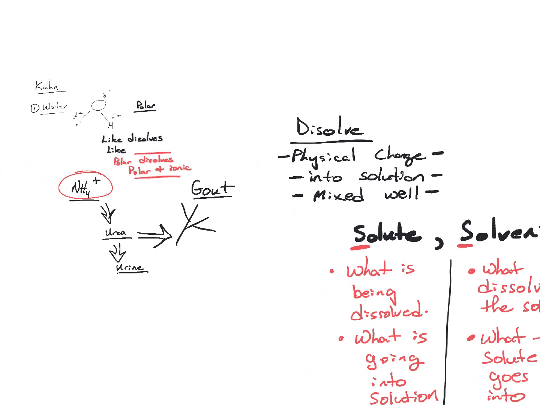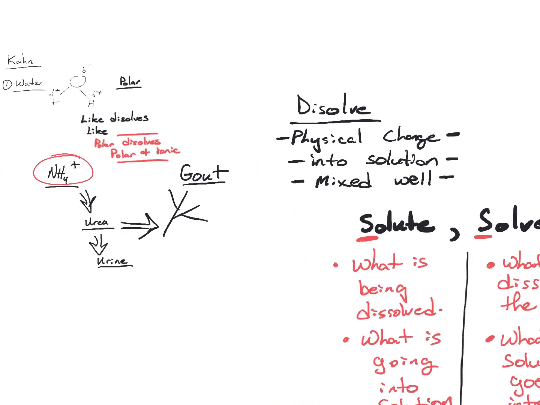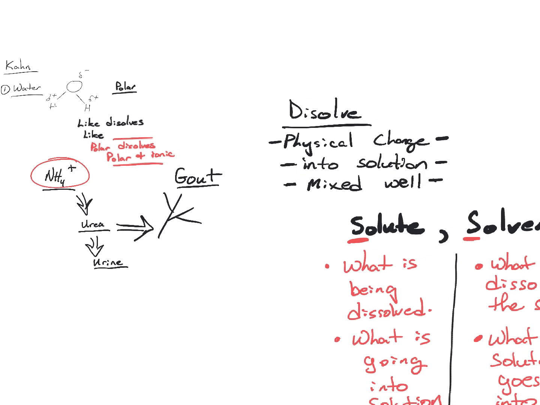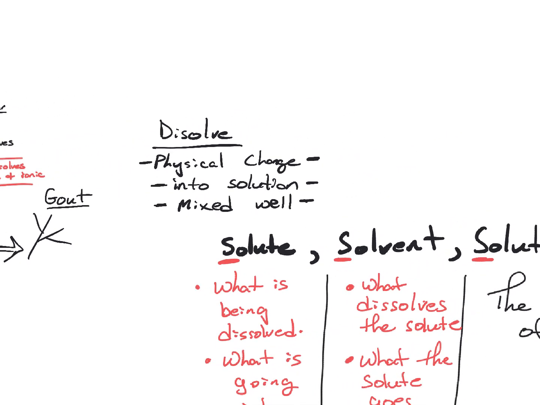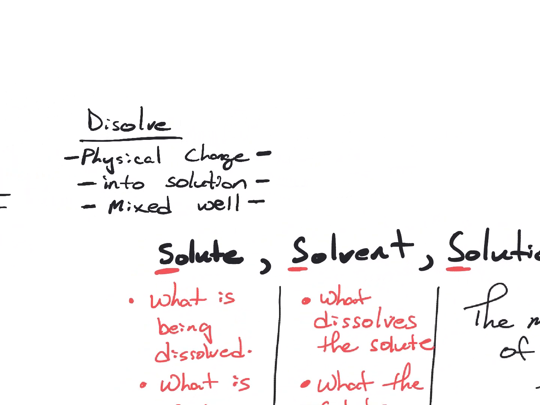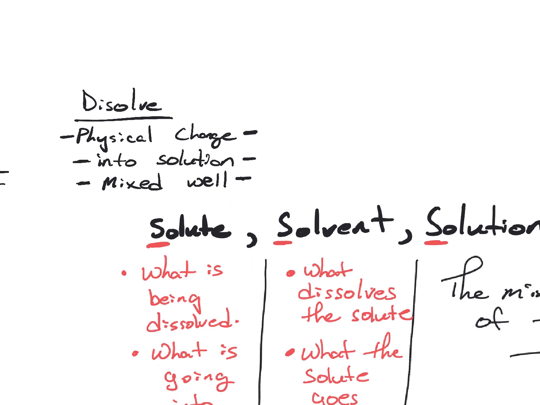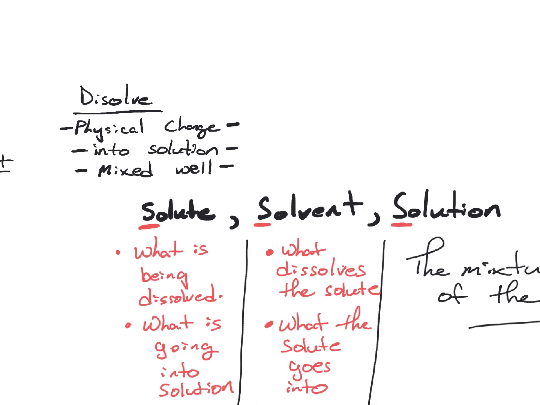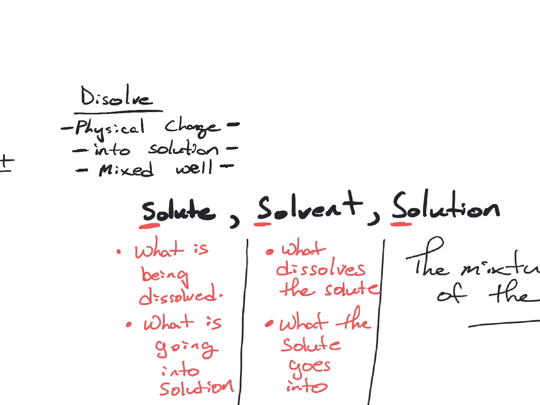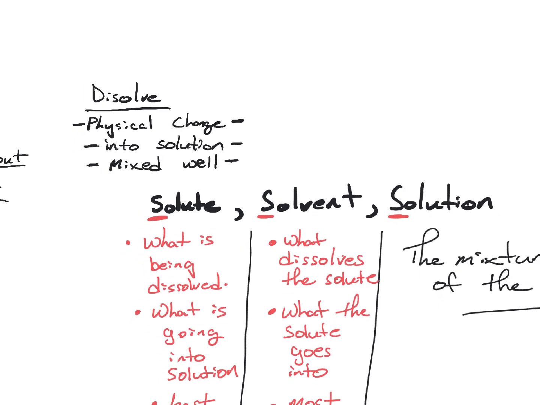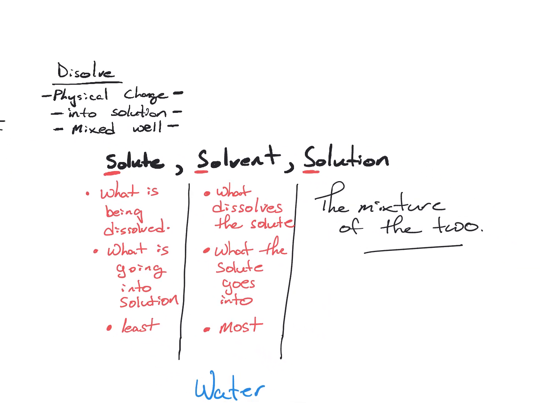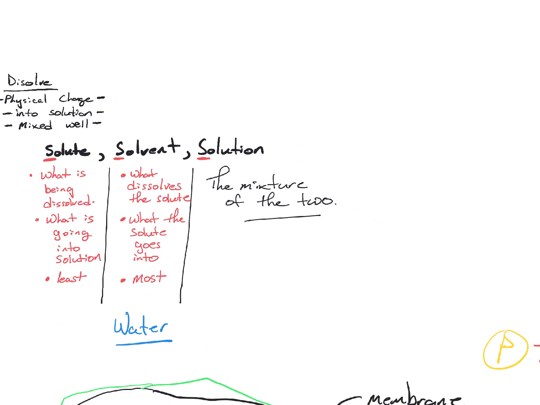Salts are an example of a solute. Salt is an example of a solute that dissolves in water. What does dissolve mean? It's a physical change, not a chemical change. It goes into solution, which means it's being mixed well. Solute, solvent, solution. Defined what each of those were.